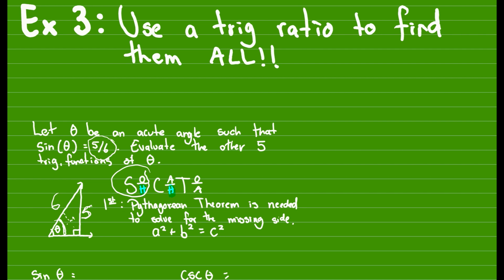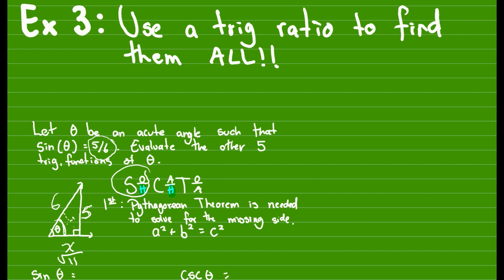Can we solve for that last side, x? Of course we can. And to do that, we're going to have to use the Pythagorean theorem. Using the Pythagorean theorem, a squared plus b squared equals c squared, we're going to get that the third side is equal to square root of 11. And I leave that up to you to be able to do.